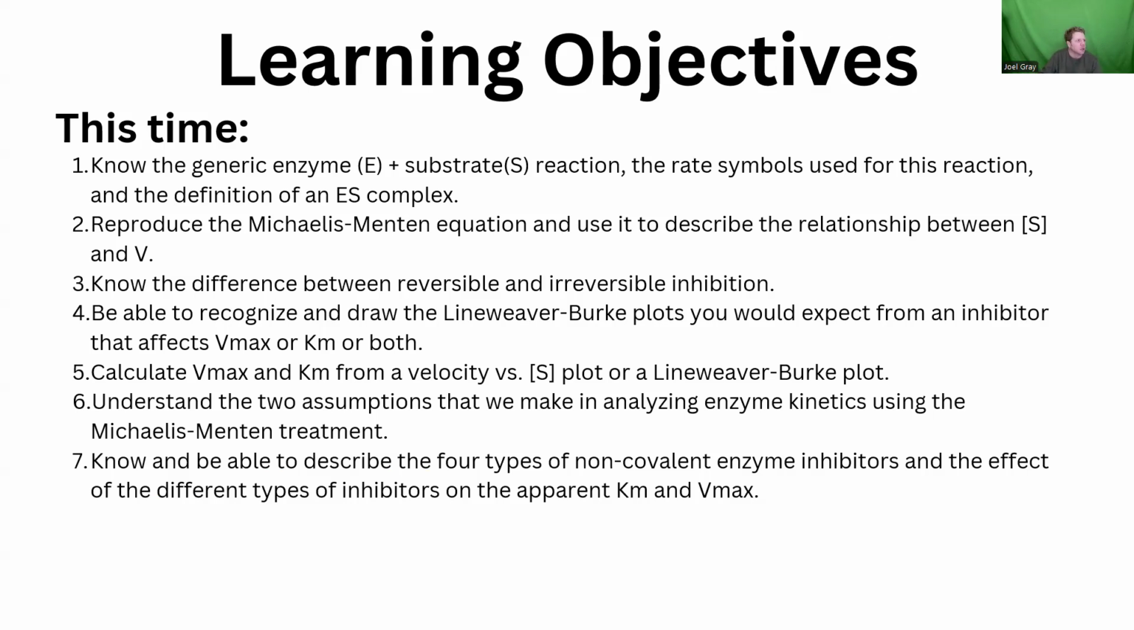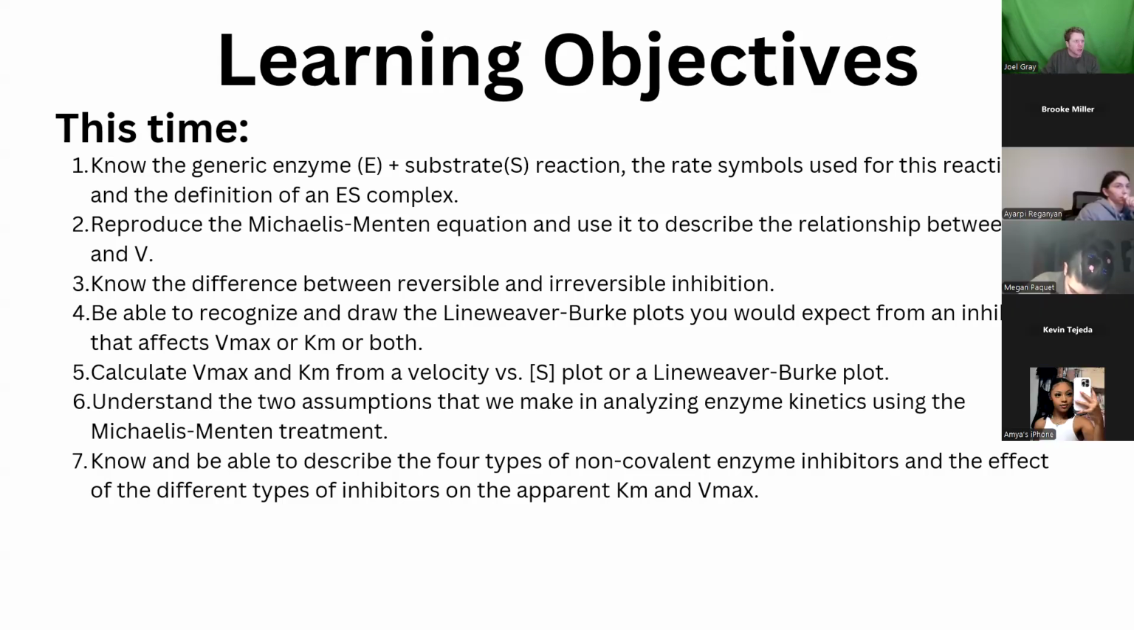A detailed look at that is we're going to reproduce the Michaelis-Menten equation and use it to describe the relationship between substrate concentration and velocity. We're going to know the difference between reversible and irreversible inhibition. We're going to be able to recognize and draw the Lineweaver-Burk plots you'd expect from an inhibitor that affects Vmax, Km, or both, which, if those terms sound completely distant to you, we're getting there. Calculate Vmax from a velocity and a substrate concentration, or a Lineweaver-Burk plot. Then understand the 2 assumptions that we have to make in analyzing enzyme kinetics using Michaelis-Menten, and be able to describe the 4 types of non-covalent enzyme inhibitors and the effect of different types of inhibitors on the apparent Km and Vmax.